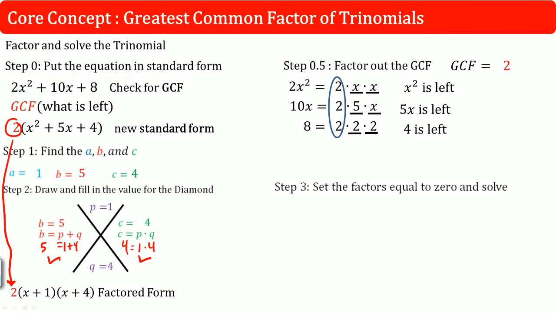You're going to set the factors equal to 0 and solve. So x plus 1 set equal to 0, and x plus 4 equal to 0. Subtract 1 from both sides, you get x is equal to negative 1 as the first solution. Subtract 4 from the other side, you get x equals negative 4 as the second solution. There you go. This is how the core concept of factoring using the greatest common factor works.